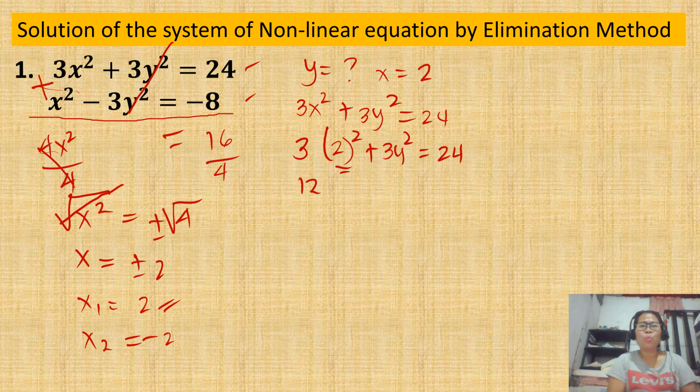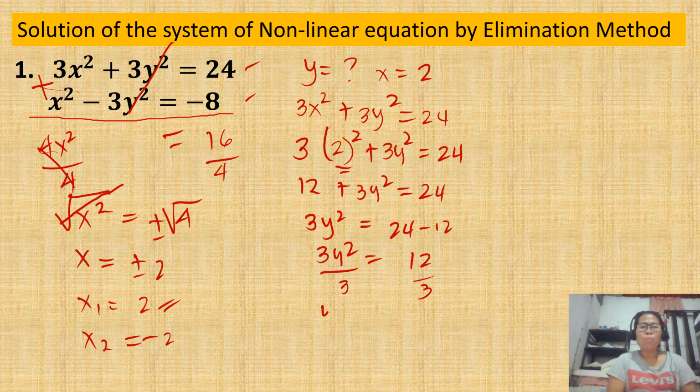To get the value of y, we have 24 minus 12. So 3y squared is equal to 12, and dividing both sides by 3, y squared is equal to 4. So the values of y are positive and negative 2 because the square root of 4 is 2. Our first y is positive 2 and our second y is negative 2. In this case, we are done finding the value of y if x is 2.